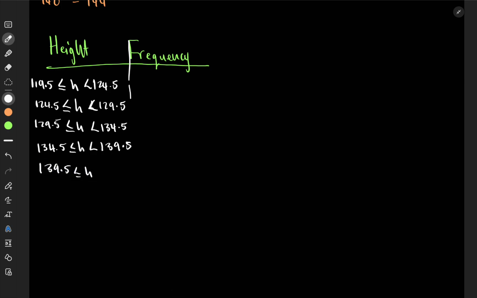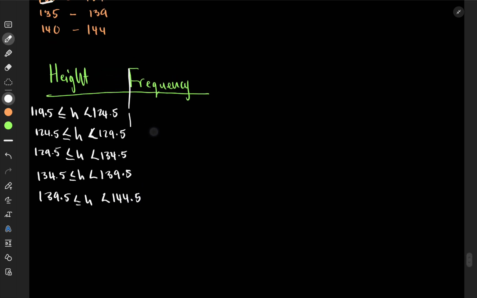You can do it with a calculator, which is less than 144.5. We add on the right. Remember that. Now we have put our thing.